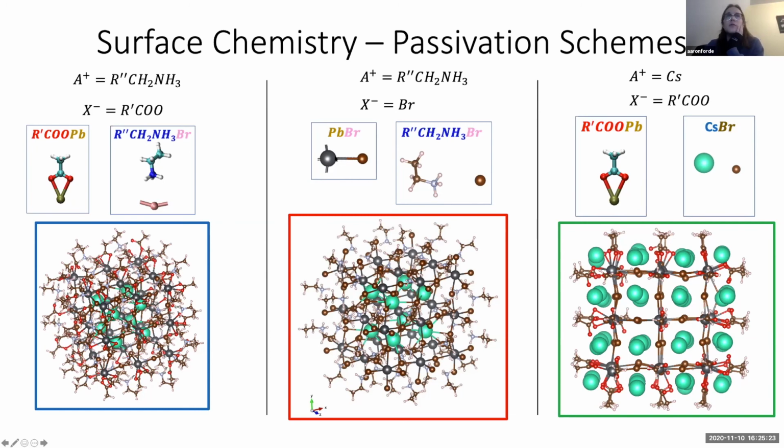In the middle, consider if you have ammonium bromides on the surface, and the model shown in the red box. And then the third that I'm considering is if you have cesium oleates on the surface. So oleate coordinates to the lead, and then cesium coordinates to bromine on the surface. So these are the three general models that I've been looking at and have optimized, and they're ground state geometries. So that's where I'll go to next.